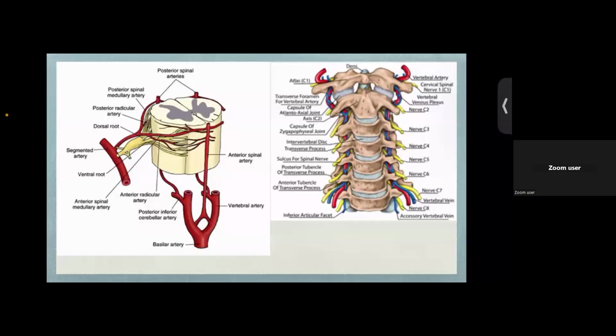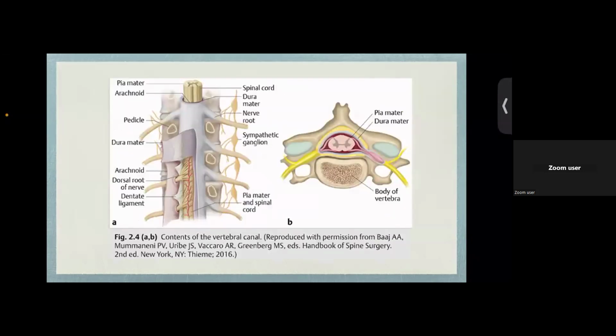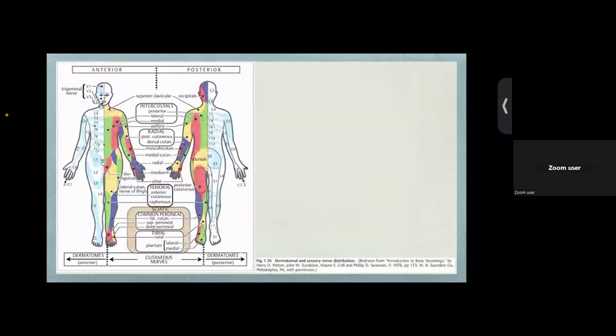And a little more detail here showing, on the right, where the spinal nerves would exit, along with where the veins and arteries run along the vertebral column, the C-spine. Here's just showing the vertebral bodies with the spinal cord inside, showing where the spinal nerves will come through the intervertebral foramen. This is just showing the dermatomes of the spine.